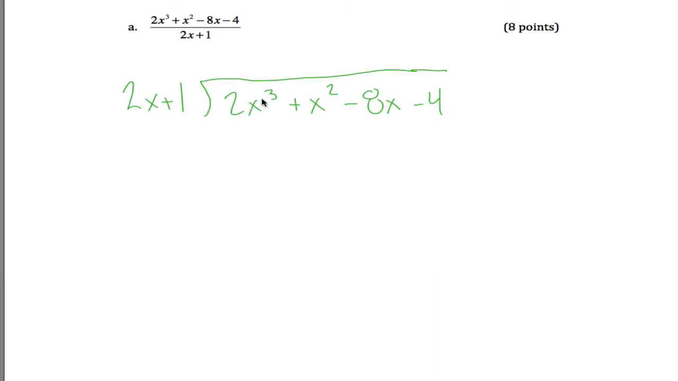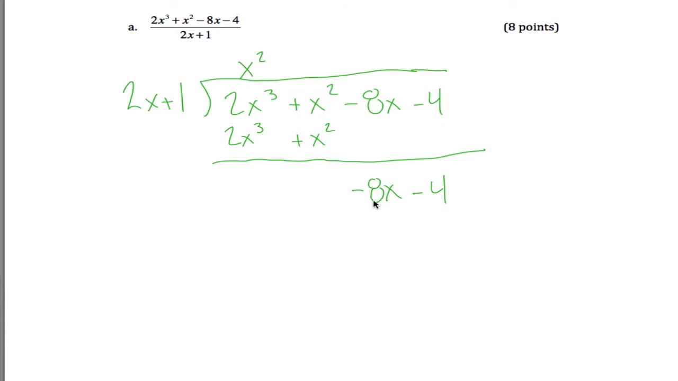Let's see, to get rid of this 2x cubed, I need an x squared up here. Because x squared times 2x is 2x cubed. X squared times 1 is x squared. And now I subtract. 2x cubed minus 2x cubed, nothing. X squared minus x squared, nothing. Negative 8x minus nothing is negative 8x. Negative 4 minus nothing is negative 4.